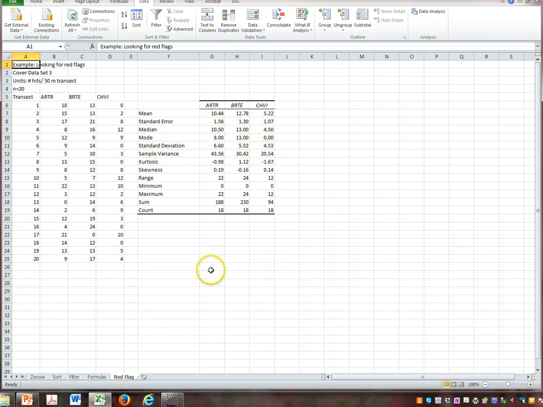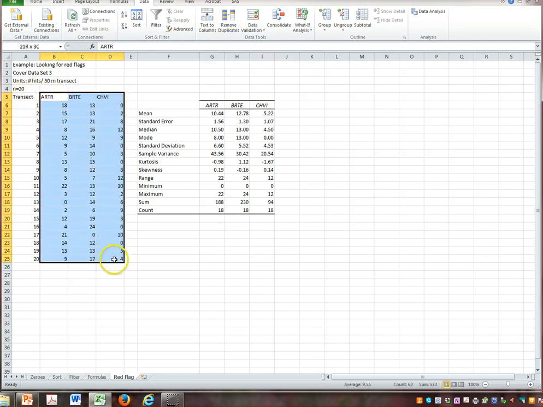But it's always important to verify, is this what we were expecting? Now, I said that we had 20 transects, but if we look, we can see that the count data are only 18. So it must have been that when I was doing the data analysis, I didn't select all 20 rows. I only selected 18 of them. So it's this kind of a reality check that we can do to look for red flags, to make sure that when we do our analysis and interpretation, it is accurate and credible.